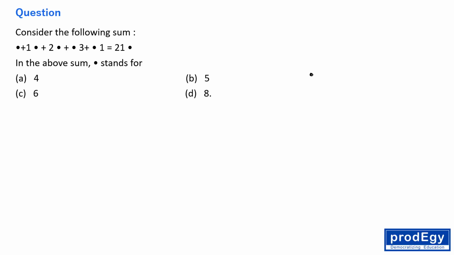The first question says dot, 1 dot, 2 dot, 3 dot, 3 dot, 1. The summation of this is giving us 2 1 dot. They are asking what the dot stands for in the above sum. So this is 3 times dot plus 3 plus 1, which is 4. So 3 times dot plus 4 is giving you dot as the units digit. So let's talk about the options.